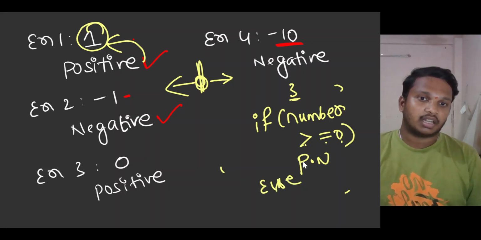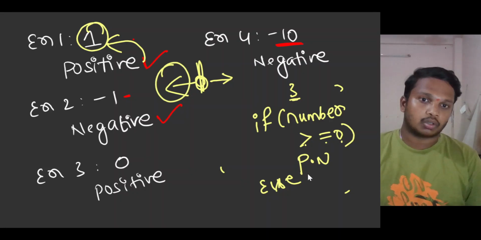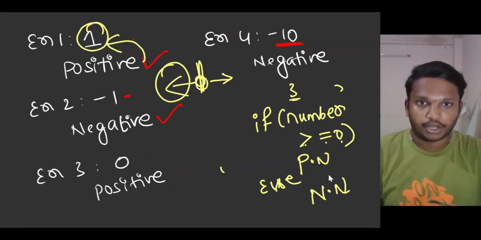Else means definitely it is lying in the left part. So it must be a negative number, right? This is the logic we need to use in if.